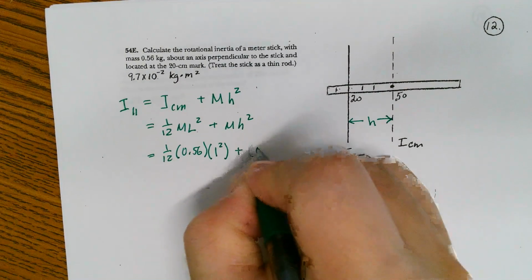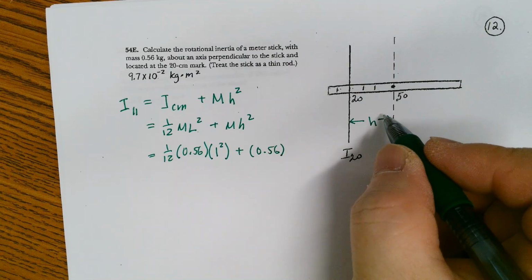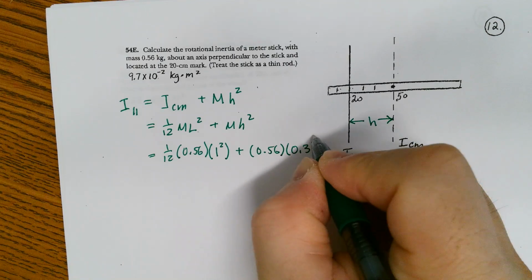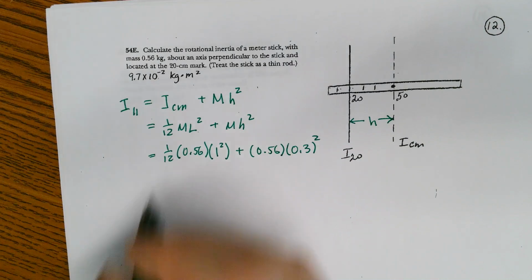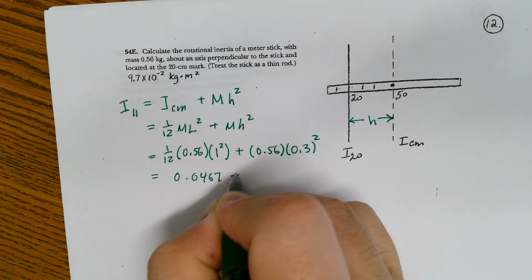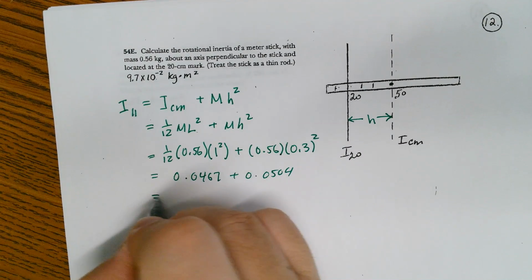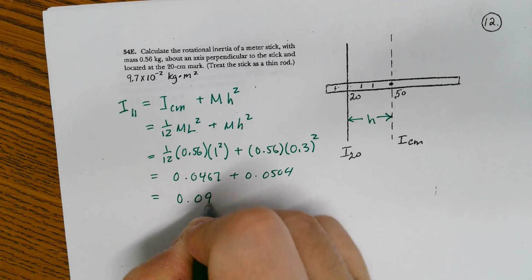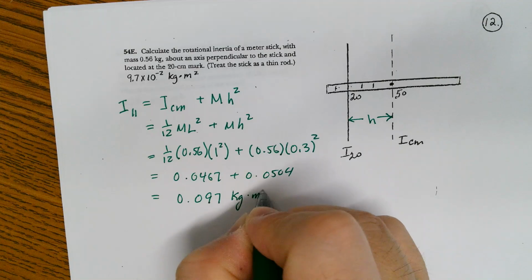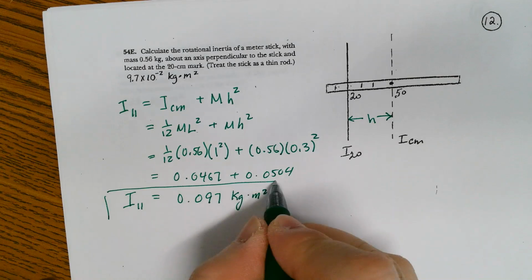Plus 0.56 times h, which is 30 centimeters, or simply 0.3 meters, squared. The rest is all math, so no magic involved. If you add them up, that is the moment of inertia for this system.